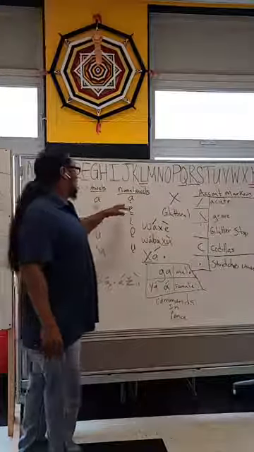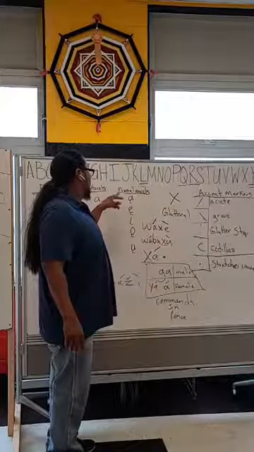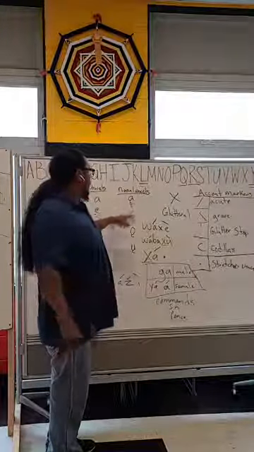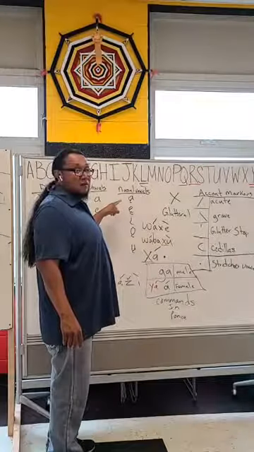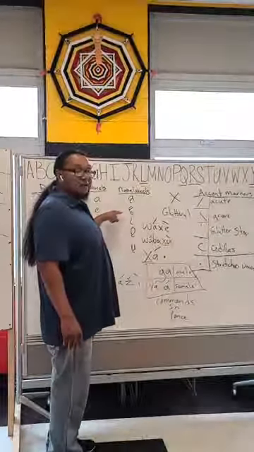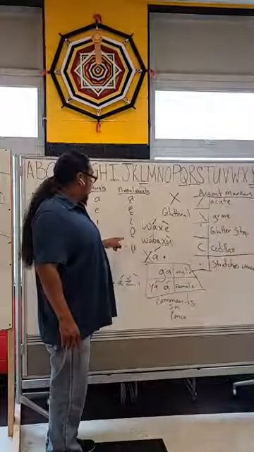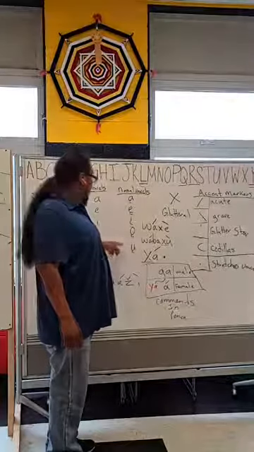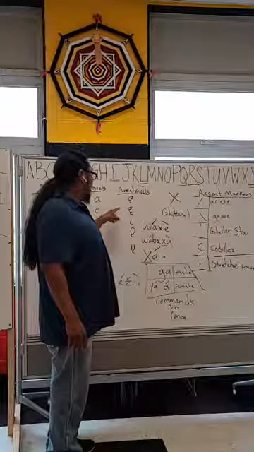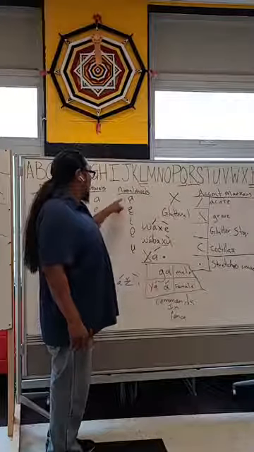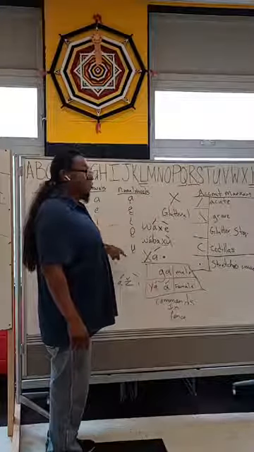Now we're going to go to the nasal vowels. In Ponca, this right here is the cedilla, and there's a vowel. A, E, O, U.